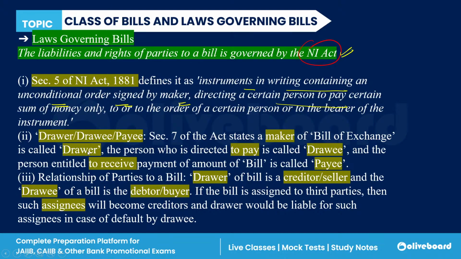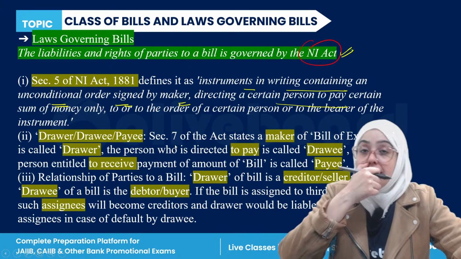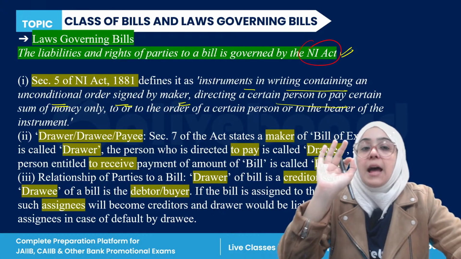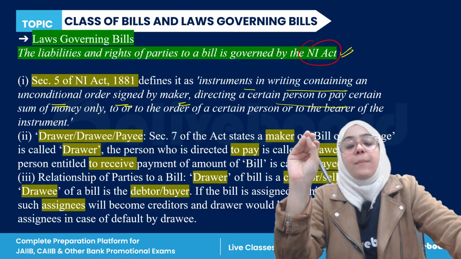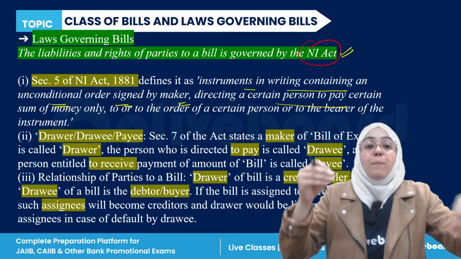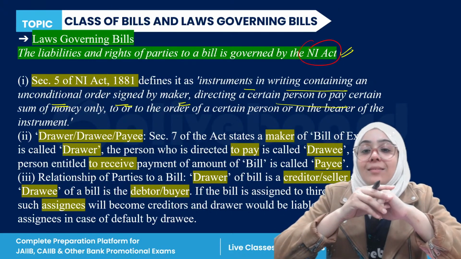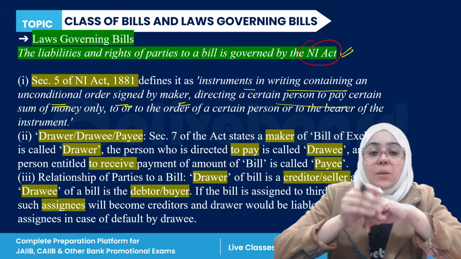So if there is any instrument which is in writing and it contains an order, first of all, it should be an unconditional order signed by the maker, directing a certain person to pay a sum of money to a certain person or to the order of a certain person, then it is known as a bill of exchange under Section 5 of the Negotiable Instrument Act.